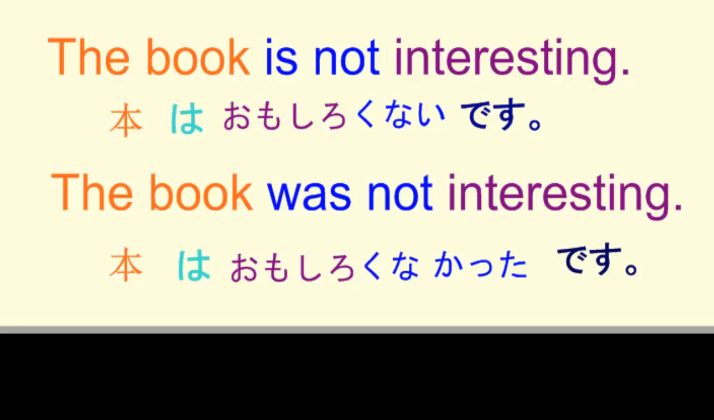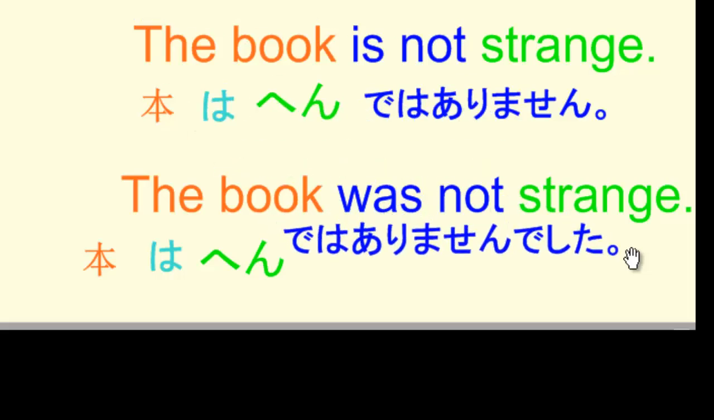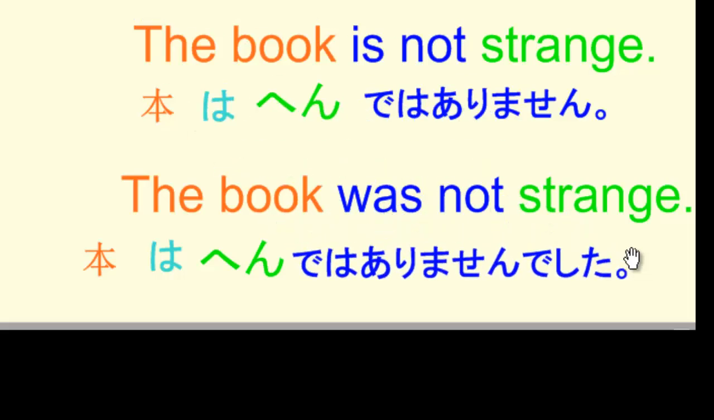On the other hand, you've got your na adjective sentence. The book was not strange. Hon wa, now we need the word strange back. Hen, that never changes. So your desu has got to change, hasn't it? And it becomes past negative, which is, if you recall, dewa arimasen deshita. Hon wa hen dewa arimasen deshita.